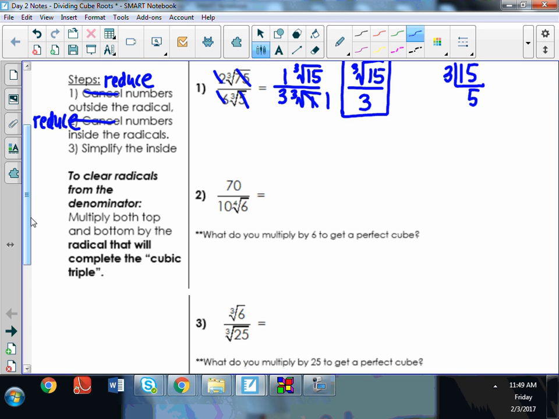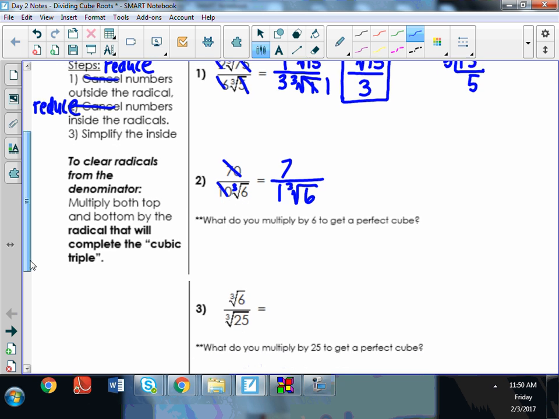So I can reduce 70 and 10. They're both outside numbers. They're both divisible by 10. So I have 7 over 1. And make a little change here. This is supposed to be a 3 for cubed root. She just accidentally hit 4 when she was typing. So now I have 1 times the cubed root of 6.